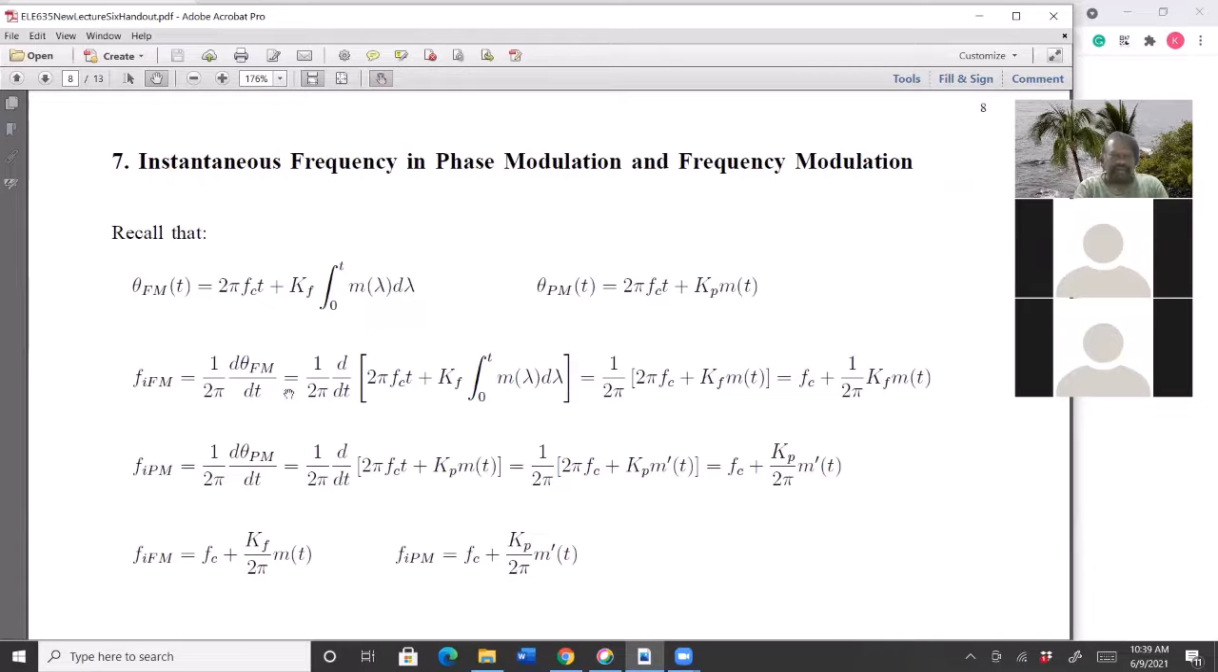There's 1 over 2 pi, 1 over 2 pi. We want to differentiate this. I have just plugged in here. And you want to differentiate 2 pi fct, so it becomes 2 pi fc. And then the fundamental theorem says kf mt. So you can cancel this. So the instantaneous frequency of FM is the center frequency plus 1 over 2 pi kf mt. So sometimes students forget this 1 over 2 pi. Careless error, okay?